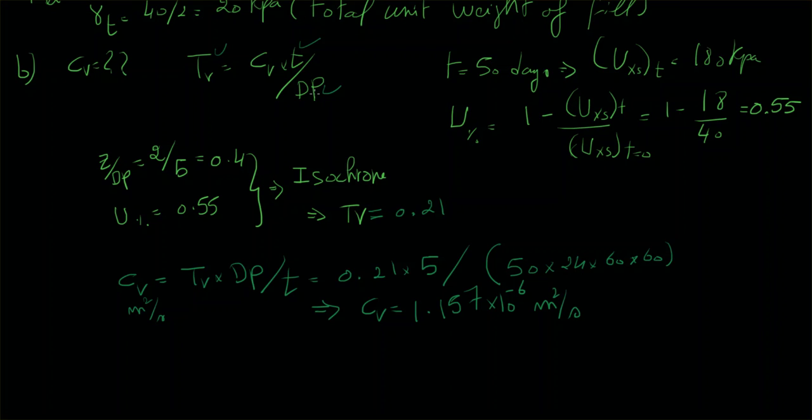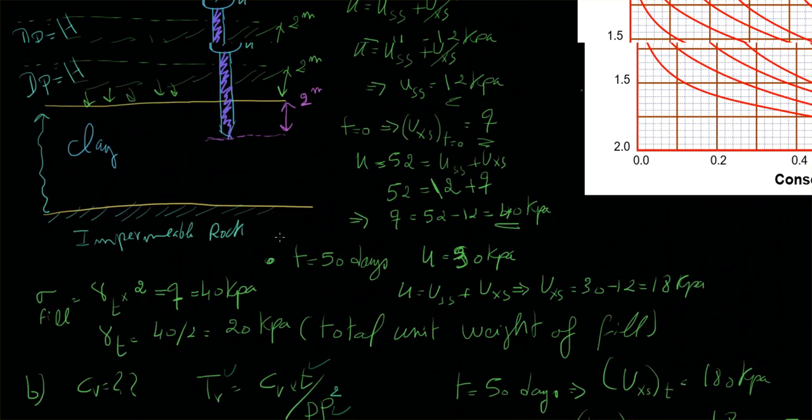So I just noticed a mistake that this should be dP squared. Just get it fixed. Should be dP squared, that's dP squared, and that's 5 squared. So the value is actually a bit different than that. It's 1.215 times 10 to the power minus 6 meters squared per second. So that's part B. Let's see what part C is.